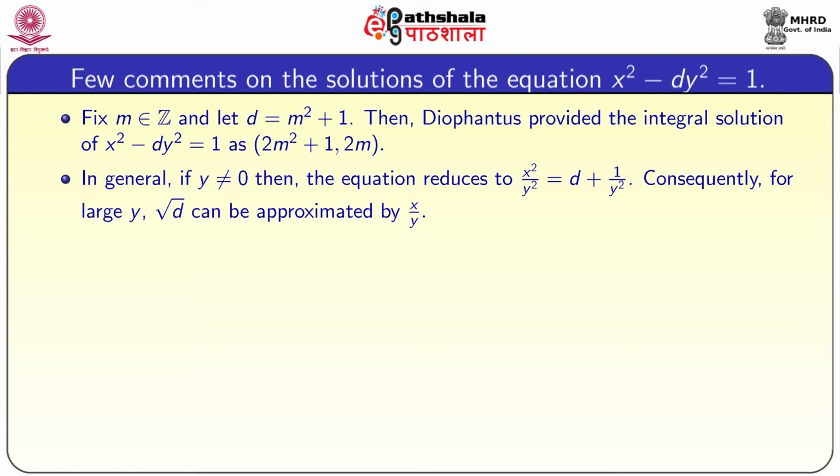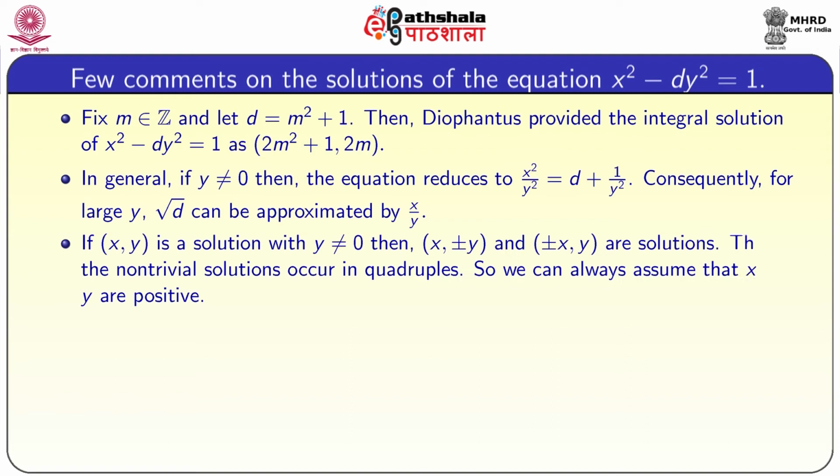Another way to look at Pell's equation: the Pell's equation x square minus dy square equal to 1 can be written as x square is equal to 1 plus dy square. We divided throughout by y square, then we got that. If (x, y) is a solution with y not equal to 0, then (x, plus or minus y) and (plus or minus x, y) are also solutions. Thus, a non-trivial solution always occurs in quadruples, which means once one solution exists, then automatically 4 solutions will be there. So, we can always assume that x and y are positive.